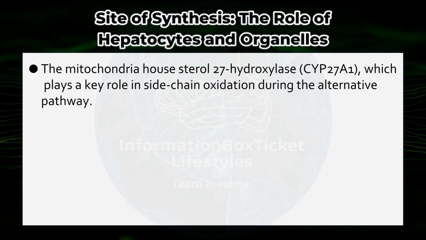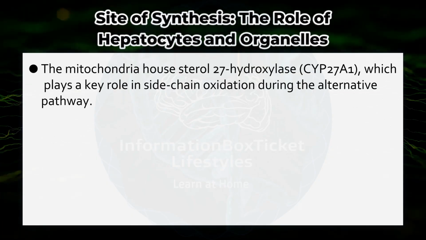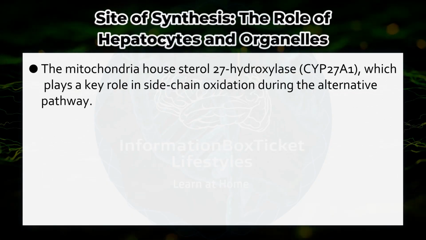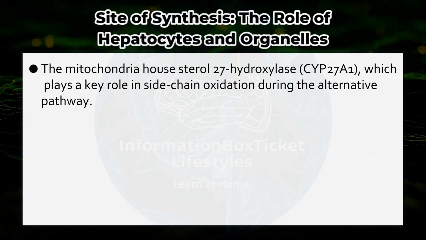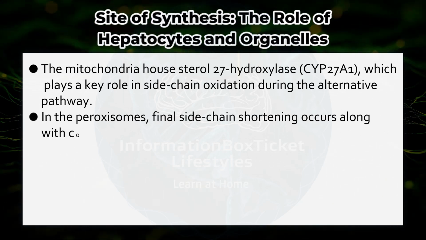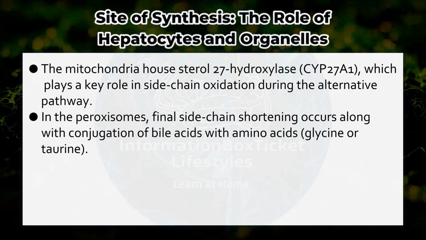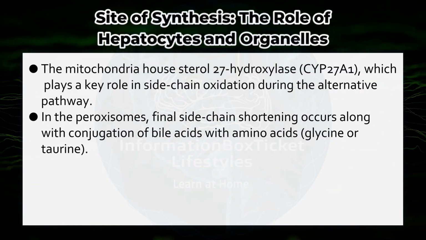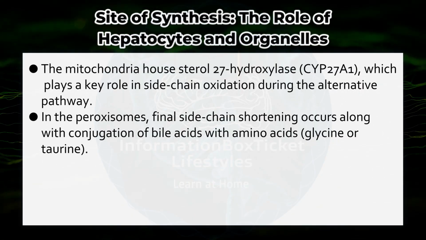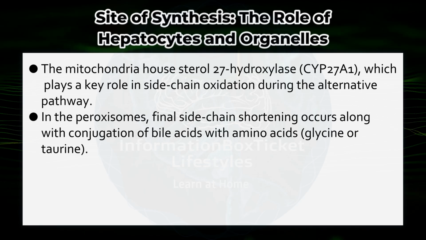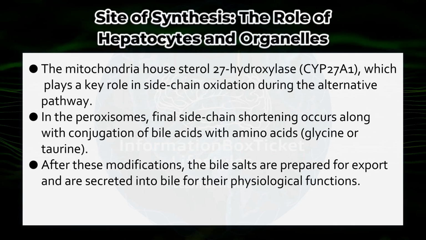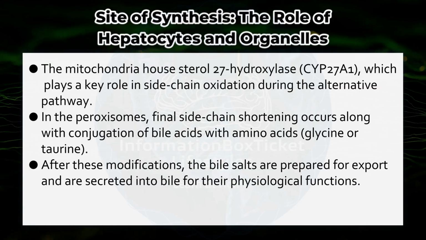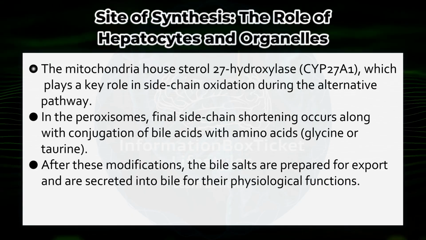The mitochondria house sterol 27-hydroxylase, CYP27A1, which plays a key role in side chain oxidation during the alternative pathway. In the peroxisomes, final side chain shortening occurs along with conjugation of bile acids with amino acids, glycine or taurine. After these modifications, the bile salts are prepared for export and are secreted into bile for their physiological functions.